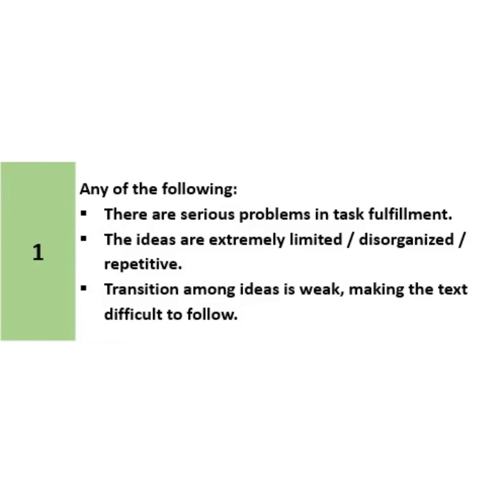As for band 1, any of the following is possible. There are serious problems in task fulfillment. The ideas are extremely limited, disorganized, and repetitive. Transition among ideas is weak, making the text difficult to follow. If you use a very limited range of transition words, and if these linkers do not show a logical relationship, you get 1 from rhetoric. And if your paragraphs are somewhere in between these bands, you might get 4 or 2. There is no explanation for band 4 and 2.